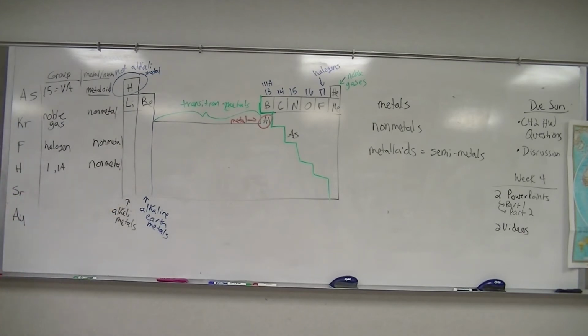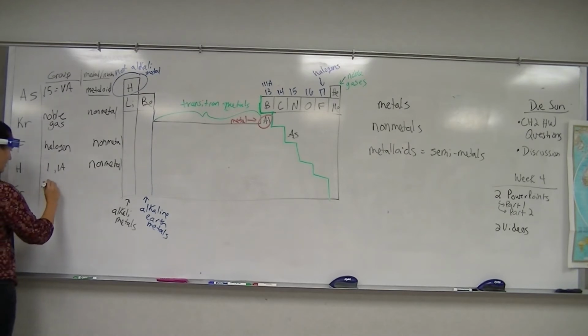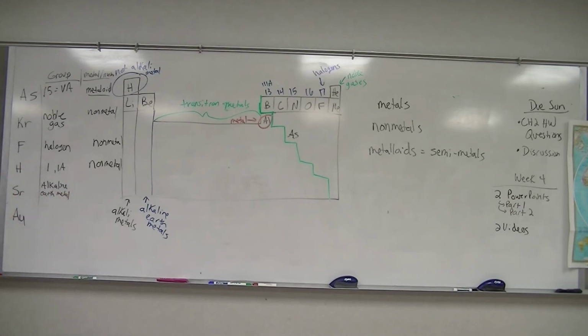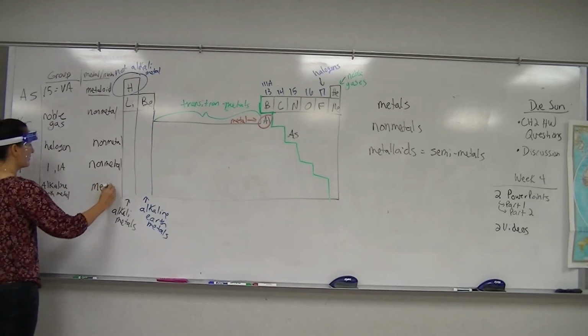Let's look for SR, strontium. What number is strontium? 38. So what group? So he's 38, he's in group 2. But the special name is alkaline earth metal. Yes, earth metal. And that kind of answered my next question, because its name has the word metal in it, so it is a metal.